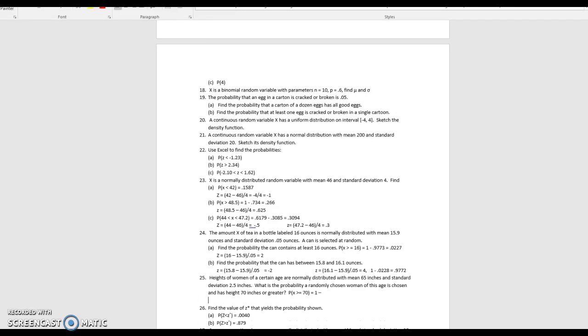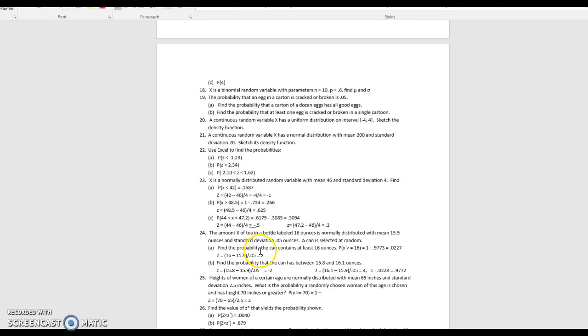But first, we need to standardize it and put it into our z-score formula. So we're going to have 70 minus the mean of 65 divided by the standard deviation of 2.5. And this will give us 5 divided by 2.5, which will give us 2. Now, as I recall, up here in A, we actually already looked up 2. So let's just save ourselves some work.